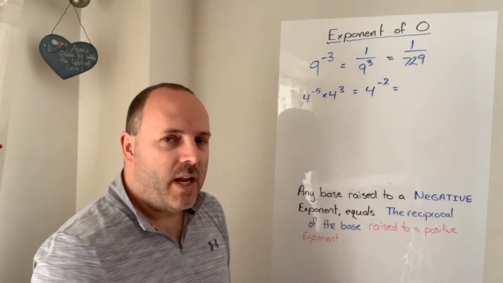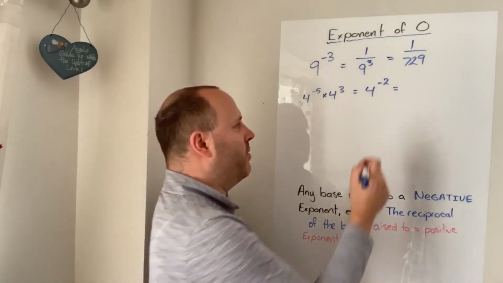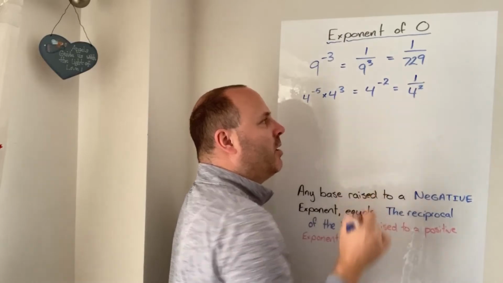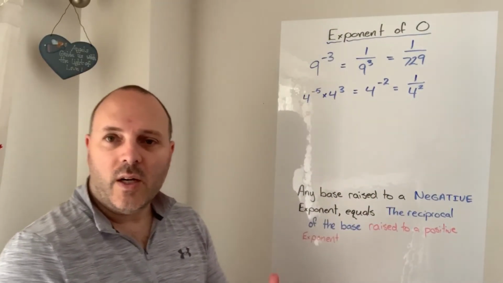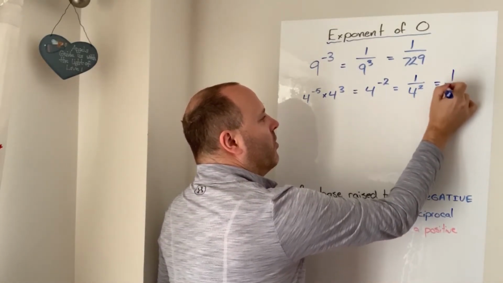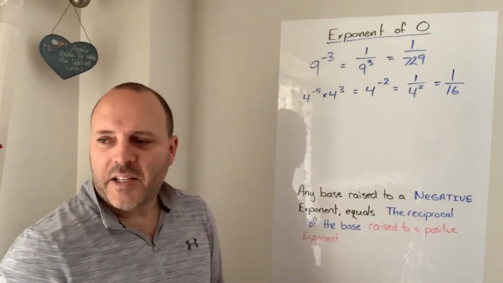So I've still got my negative exponent. Find the reciprocal, make the exponent positive. That's 1/4 to the exponent positive 2. 4 squared, that's 16. So my answer is 1/16.